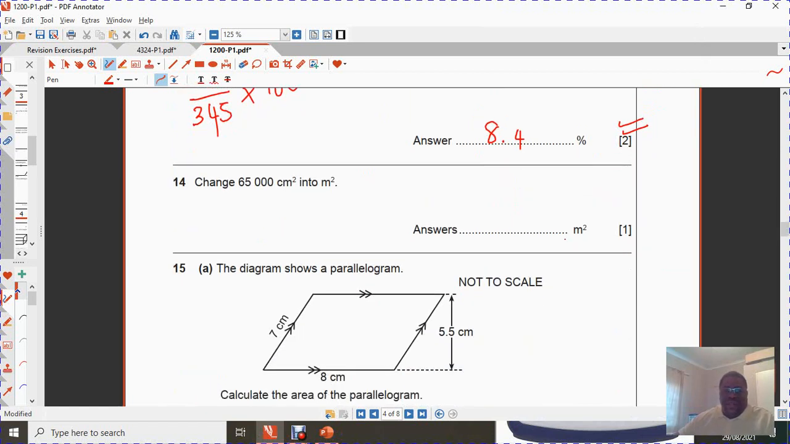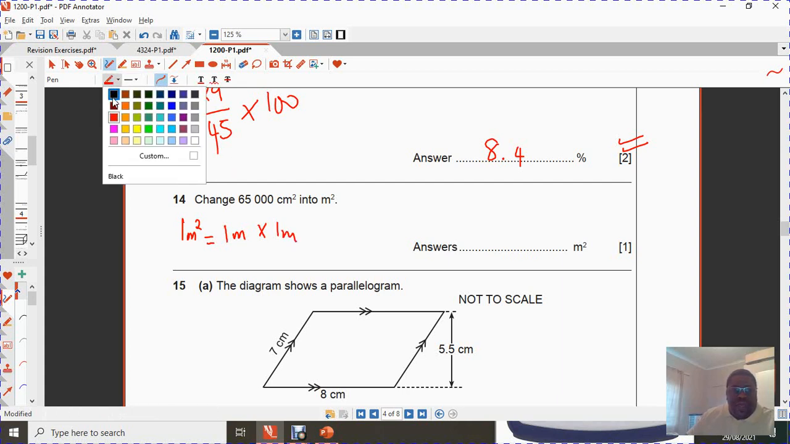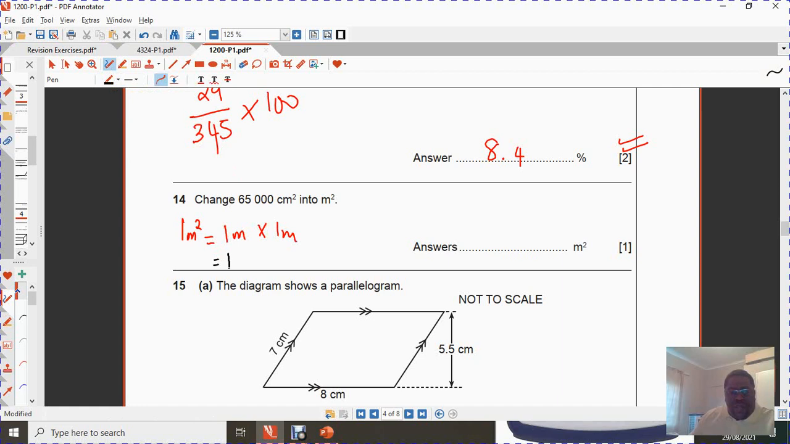They say change 65 square centimeters into square meters. Now, let me first work on a little bit of a case here. 1 square meter is the same as 1 meter times 1 meter, just so you know. And you know that 1 meter in itself is equal to 100 centimeters. So this therefore means 1 square meter is equal to 10,000 square centimeters.